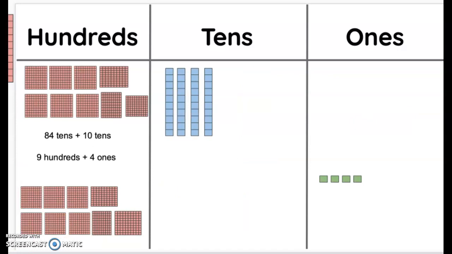For this last one, we have 84 tens plus 10 tens, or 9 hundreds plus 4 ones. So since 84 plus 10 and they're both tens, we can assume that's 94 tens. So 90 tens would be 9 flats and 4 sticks, while 9 hundreds would be 9 flats and 4 ones. So since the flats are equal and the top number has more tens than the bottom number, we can decide that 84 tens plus 10 tens is more than 9 hundreds plus 4 ones.